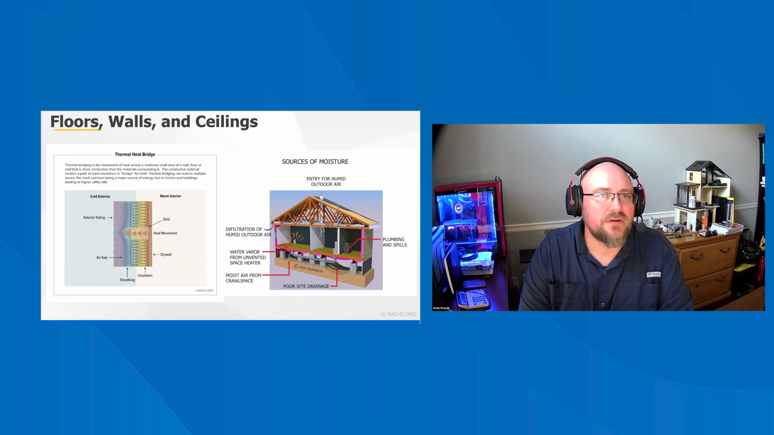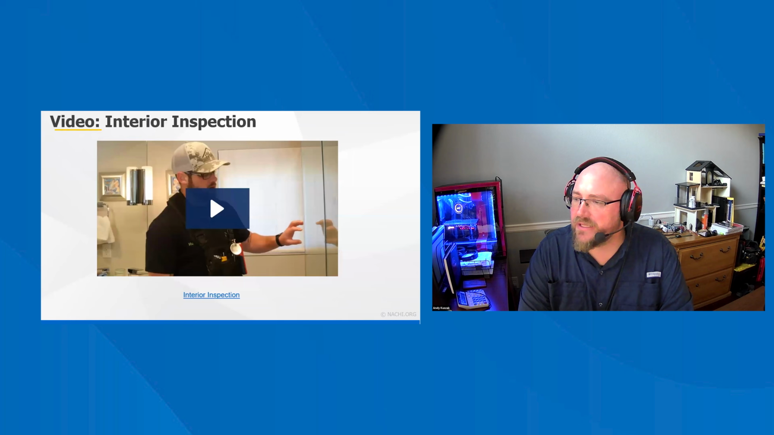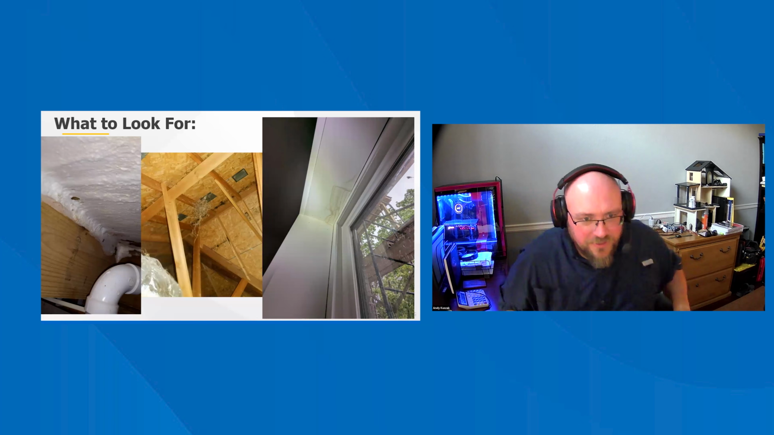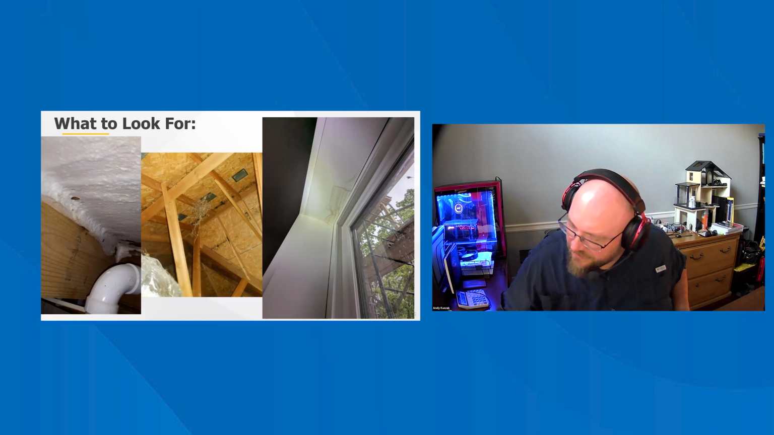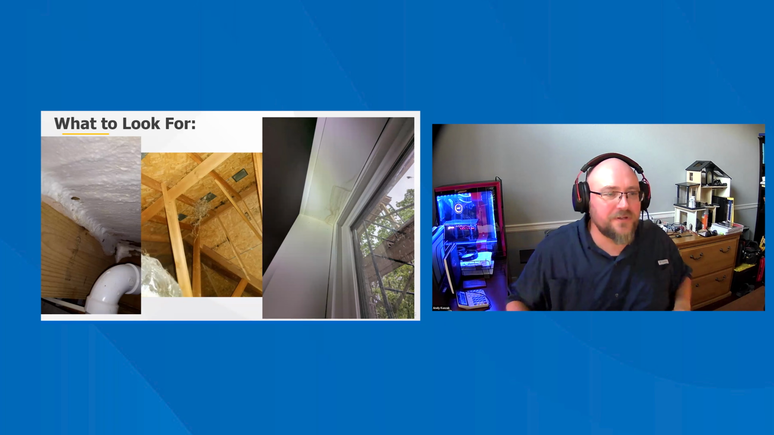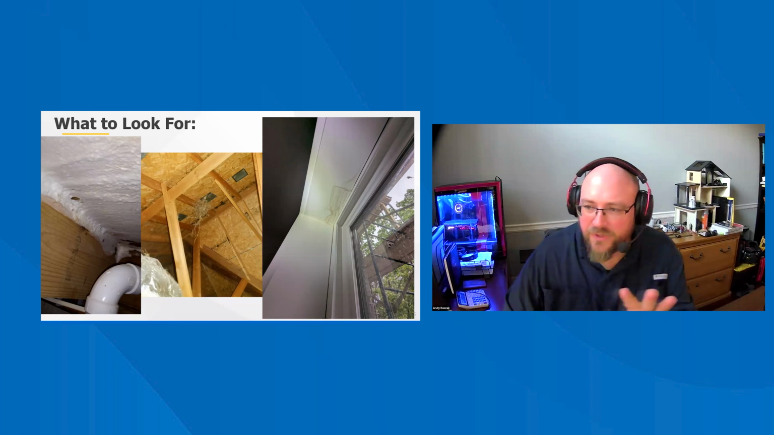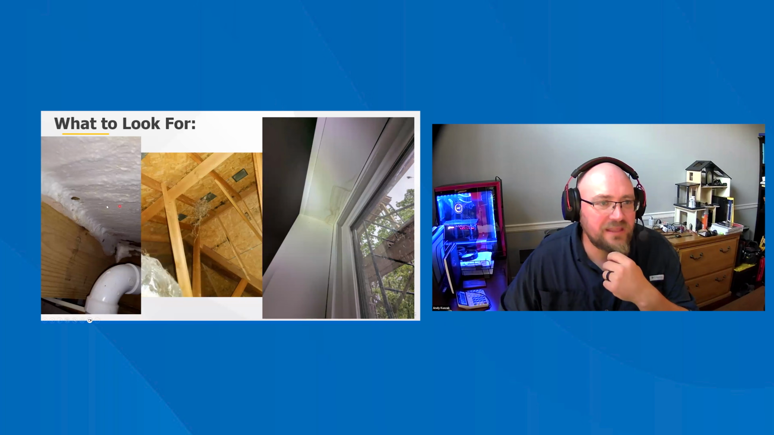Floors, walls, and ceilings. I've already kind of hit on all this. Here's the pictures that I wanted to show you, because we're about 10 minutes from finishing up here. One of the attendees asked earlier about the kraft side of the vapor barrier in a crawl space and where it should be located.